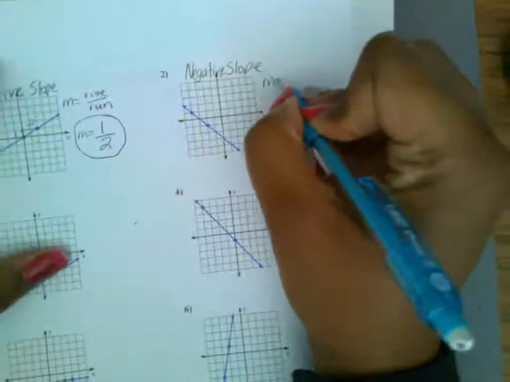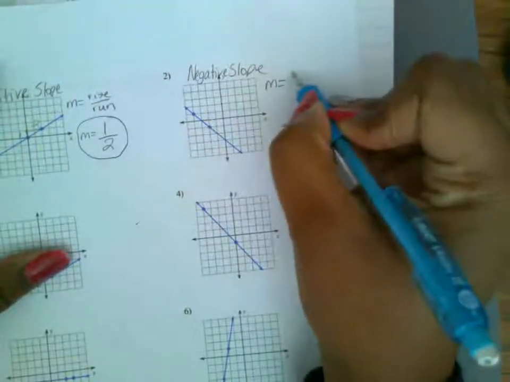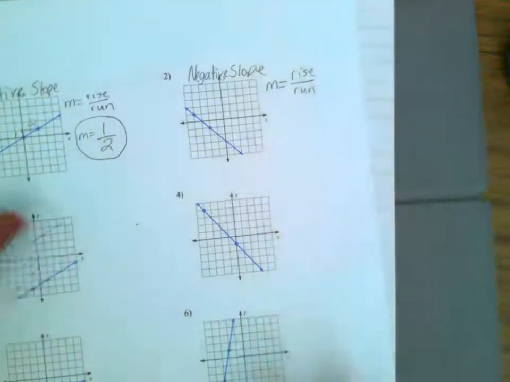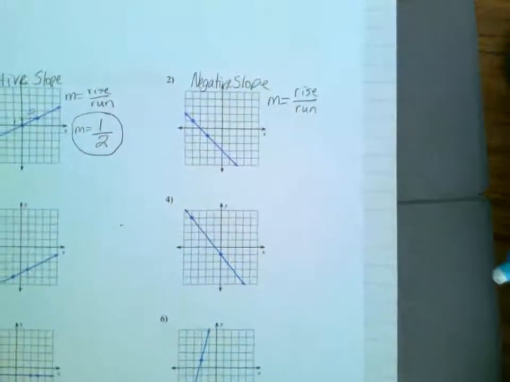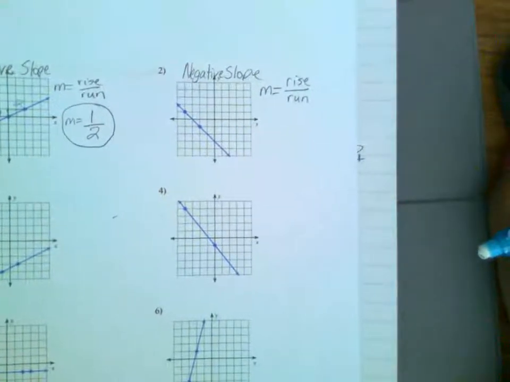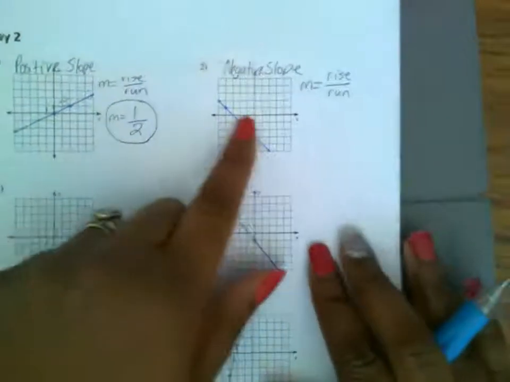Now I'm going to write the formula. Since it's a negative slope, I know my M is going to be a negative number. I'll pause real quickly. All right, here we go.